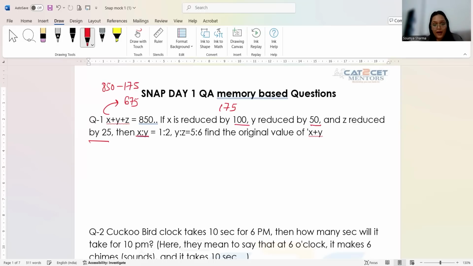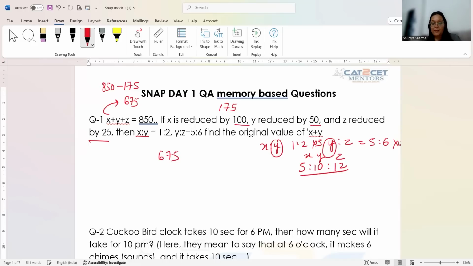And we have the ratio x to y to be 1 to 2, and y to z to be 5 to 6, right? So I'll try to make the ratio of y the same on both sides. I'll multiply here by 5 and here by 2. And so it will be 5 : 10 : 12, this is x, y, and z. Now I have to divide 675 into these 27 parts, so it will be 25 per part. So this will be 5 into 25, this will be 10 into 25, and this will be 12 into 25, right?